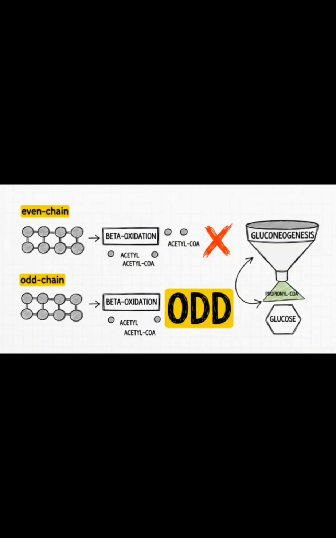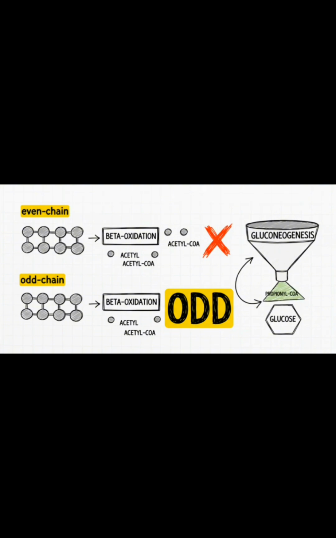Okay, pay attention because this is a classic exam trap. Can we make glucose from fat? Well, it depends. Even-chain fatty acids break down into nothing but acetyl-CoA, and we already said that's a dead end for making glucose. But odd-chain fatty acids give you 1 molecule of propionyl-CoA at the end, and that can be turned into succinyl-CoA and jump into gluconeogenesis.